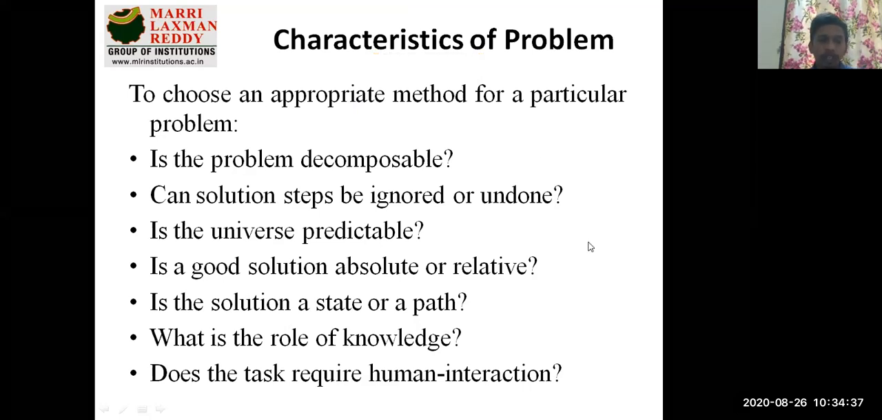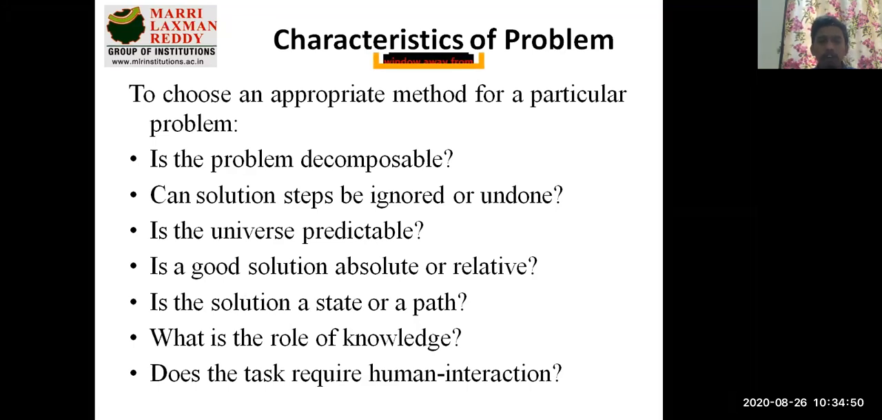So we will move on to the next concept called characteristics of problem. As part of this, I'll be trying to explain the 8 puzzle problem. Whenever you are having a problem, it can be a small game solving problem, it can be a bigger problem, whatsoever it is. Whenever you are having such a type of problem.